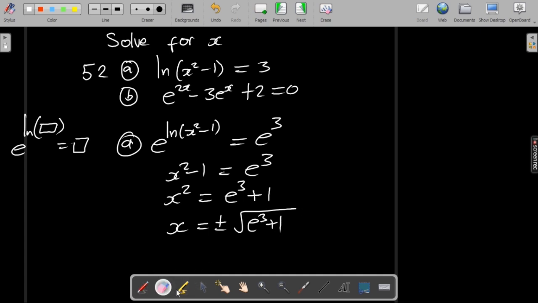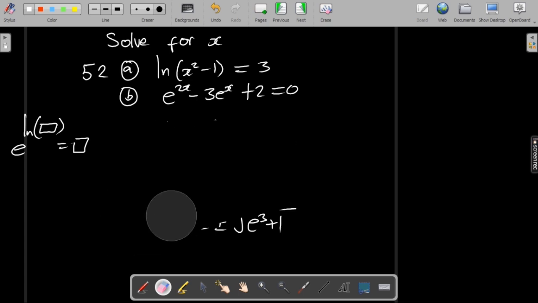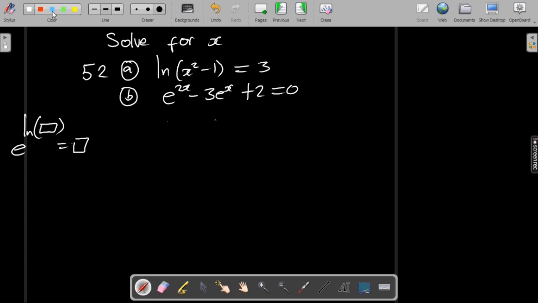Moving on to the second one. In the second one, we have e to the power 2x minus 3e to the power x plus 2. This looks like a quadratic equation, so we can treat it like one. And this is what I mean by this. We can let some variable, let's say k, equal to e to the power x.